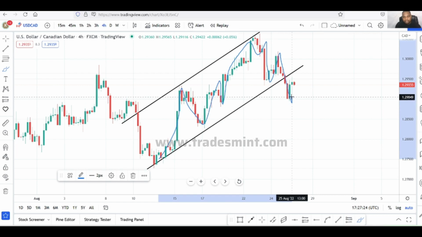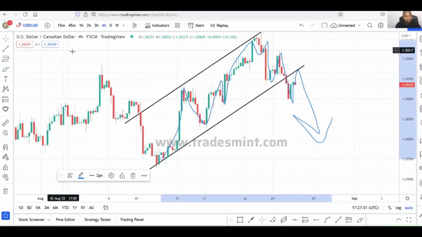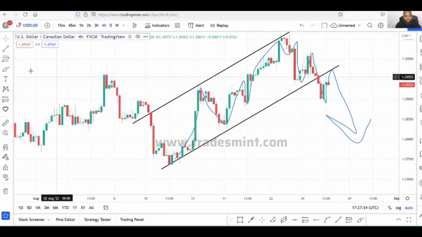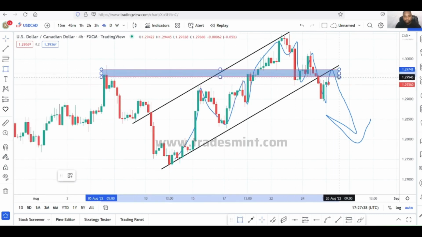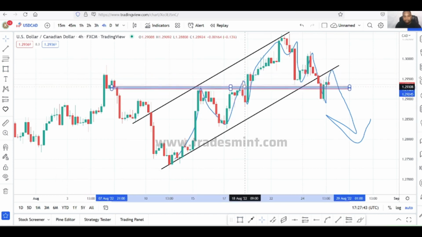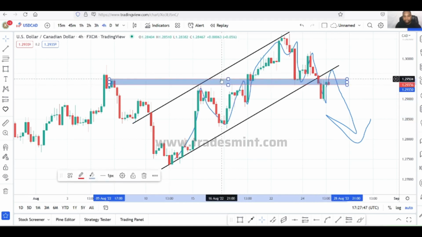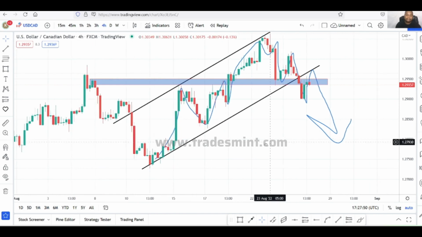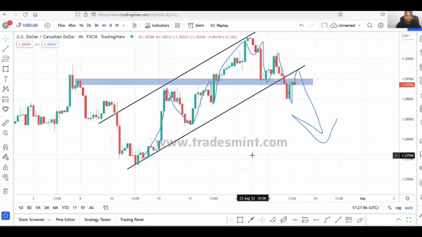So it means what? We're gonna come retest, and then from there we change direction. That's what I'm currently looking into. I'm not gonna go deep into analyzing that much, but I just wanted to give examples of what I am currently teaching in my class. So you identify a scenario, and then within that scenario you identify the trading opportunities.